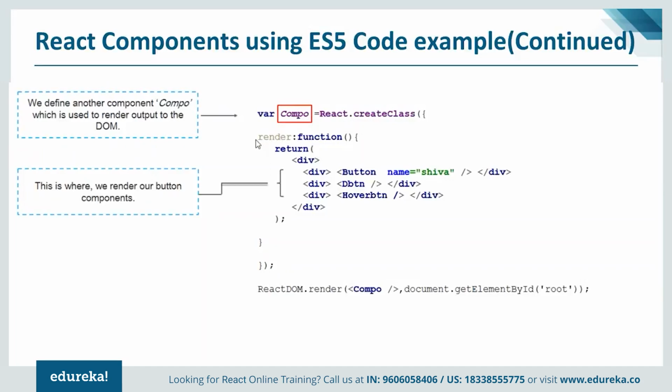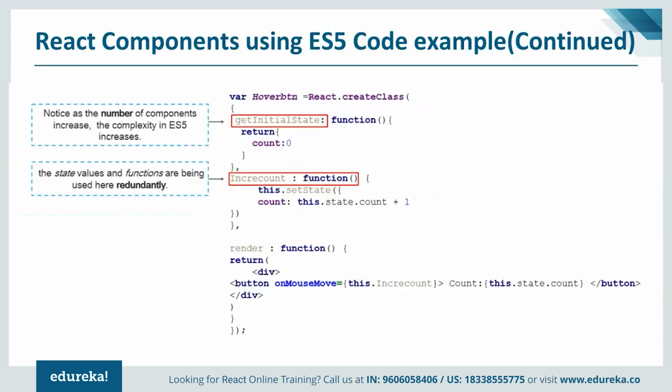And here I am using only one function, which is render, since it is the only required function in an ES5 class. So what we are returning over here, we are returning three divs having three buttons. And finally, I am saying that ReactDOM.render, render this component wherever I want to render in my particular div on the page. So this is a complete step-by-step code example.